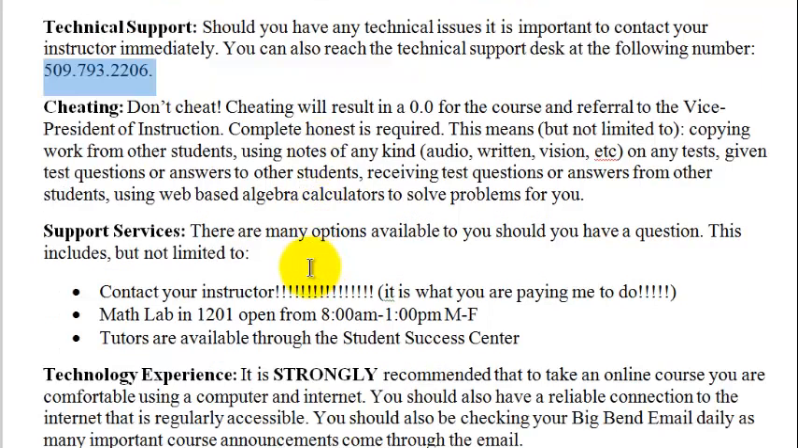My cheating policy is simple. Don't do it. If you cheat, you fail my class. I don't want cheaters in my class.